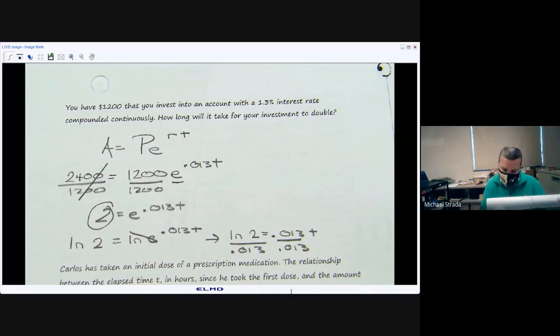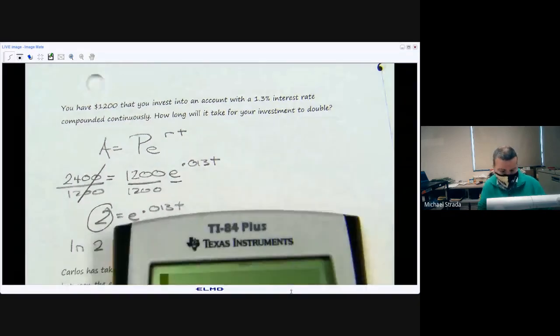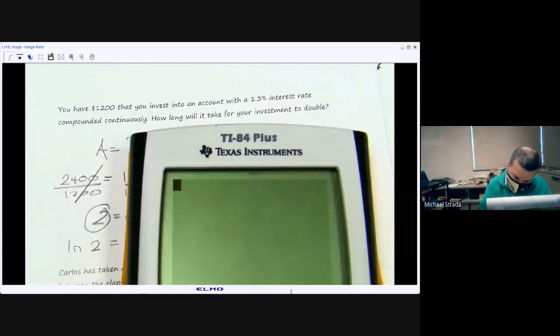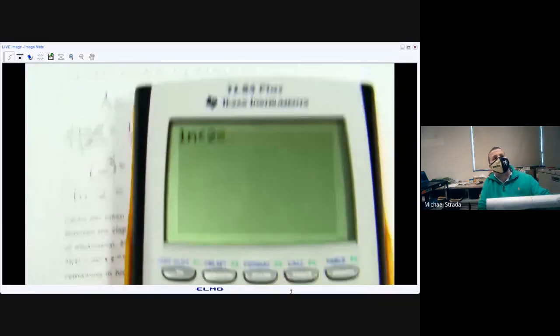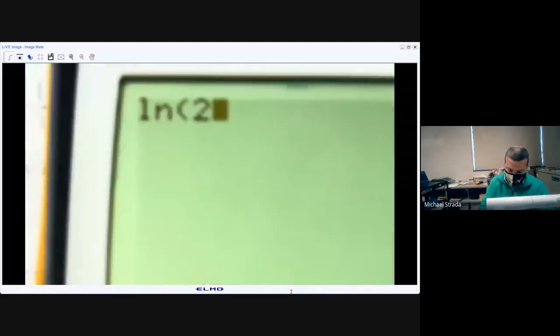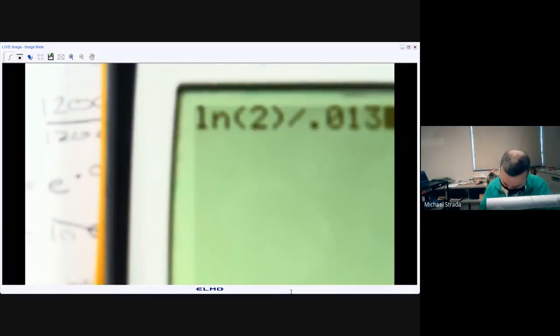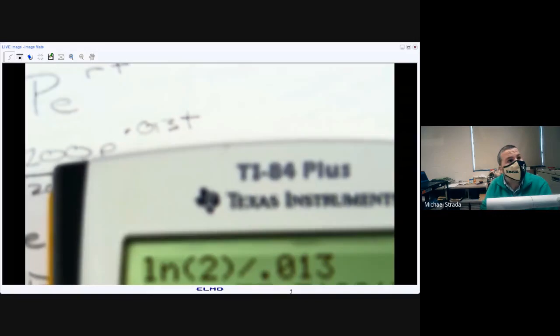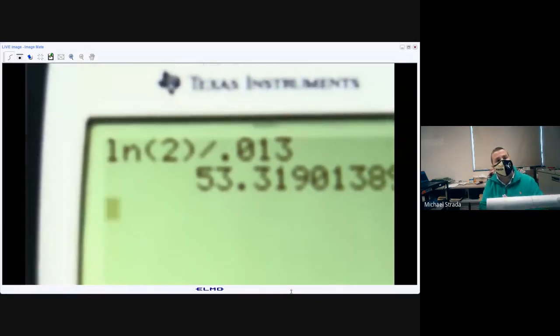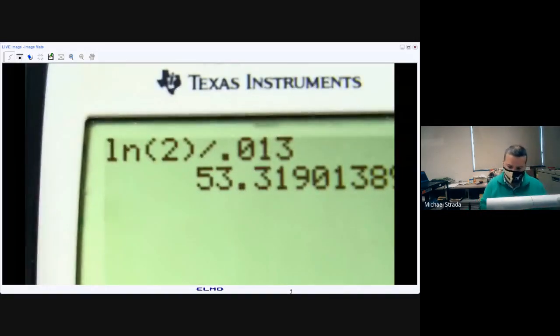Okay? So I'm going to divide natural log of 2. If you are going to try to do it all in one step, please make sure you close the parentheses when you do a natural log. Divided by 0.013. And you get 53.319. All right, we're going to assume they're asking for an integer value, so we're going to say approximately 54 years.